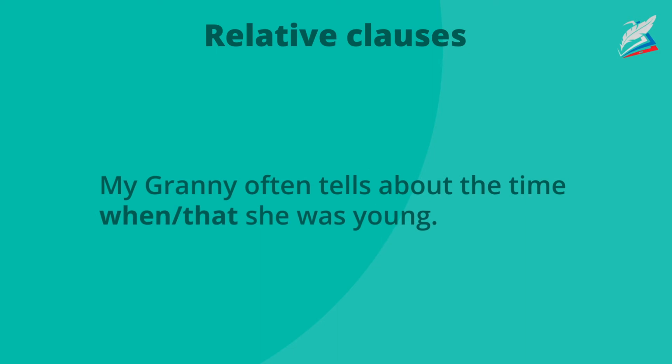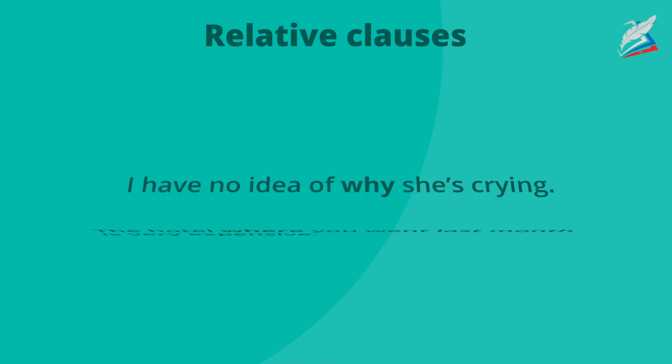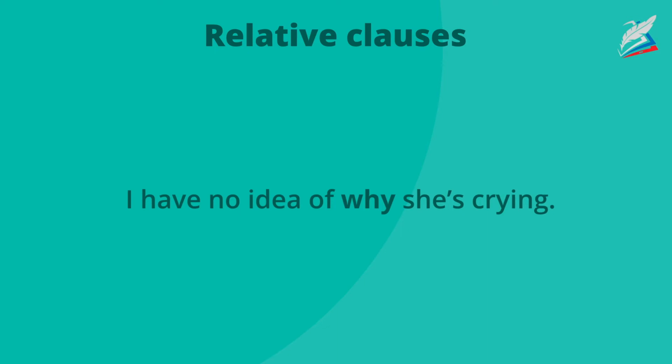We use when, that to speak about time. My granny often tells about the time when, that she was young. We use where to speak about places. The hotel where you went last month is very expensive. We use why to speak about reason. I have no idea of why she is crying.